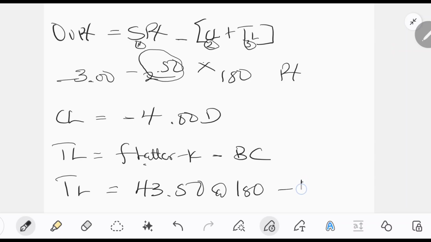base curve. So the next thing we have to do is to get our base curve in diopters so that we'll be able to subtract and get our tear lens. So how do we do this?